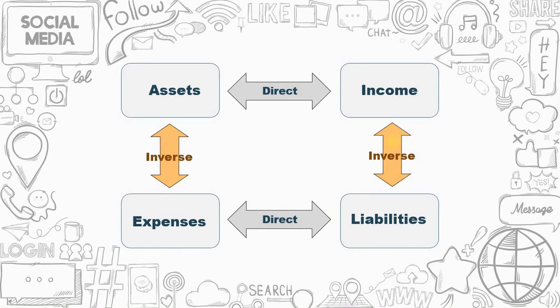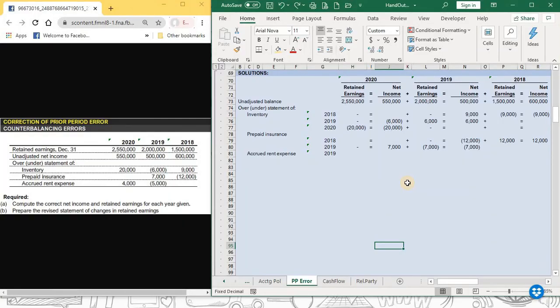Since accrued rent expense is a liability account, a liability has an inverse relationship with income. That is why if the liability is overstated, the income is understated, and vice versa. So in 2019, the accrued rent expense is understated by 5,000 pesos. It means that the net income in 2019 is overstated. Again, the relationship between income and liability is inverse.